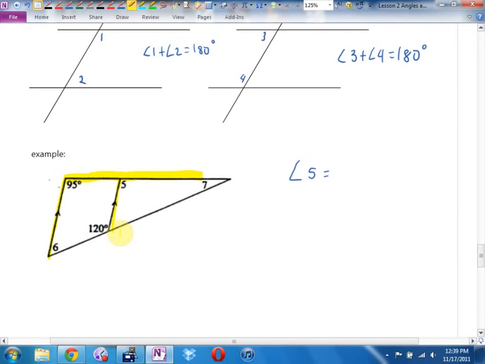How big is angle 5? 95 degrees. Because this angle can slide right over this angle. Mr. Dewitt, can I do the sound effect? Sure, go ahead.